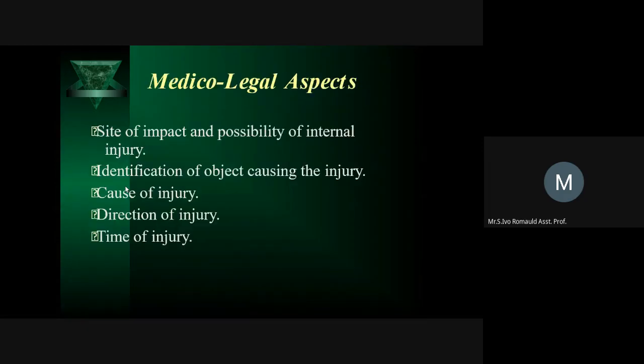Okay. So each and every thing has the medical legal aspects. நம்ம ஃபர்ஸ்டே பார்த்தோம், ஏன்னா நம்ம பார்க்க போறது மெயினா வந்து injury and then medical legal aspects. For this abrasion, what are the medical legal aspects? Site of impact and possibility of internal injury. Okay, site of impact and possibility of any internal injury or internal hemorrhage, ஏதாவது internally இருக்கா, that will be seen. Identification of object causing the injury.